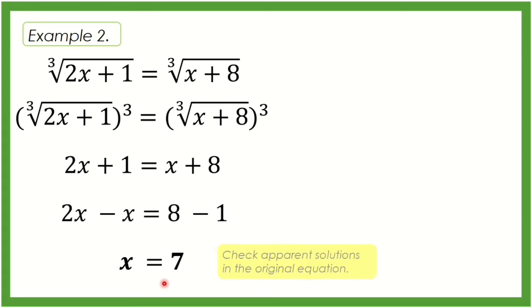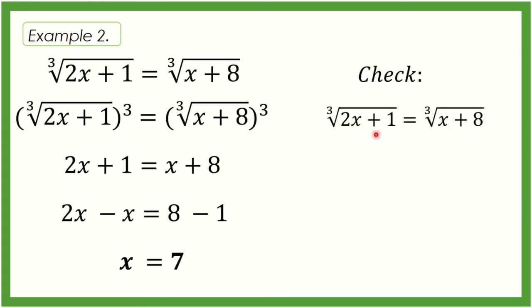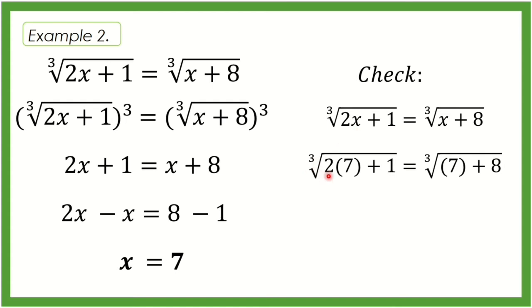Check natin sa original equation. This is our original equation. Substitute 7 sa ating x. We have cube root of 2 times 7 plus 1 equals cube root of 7 plus 8. Pinalitan lang natin ng 7 yung mga x. 2 times 7 is 14 plus 1. Kaya meron tayong cube root of 15. 7 plus 8 is 15, which is equal. So, equal sila. Therefore, our solution is 7.